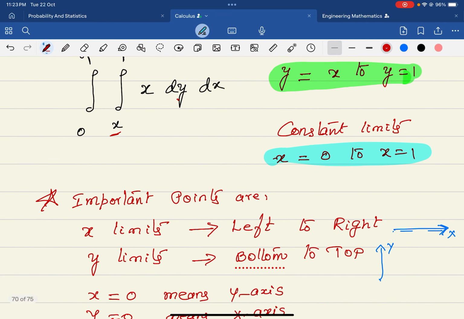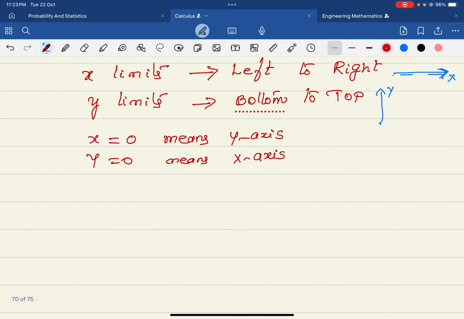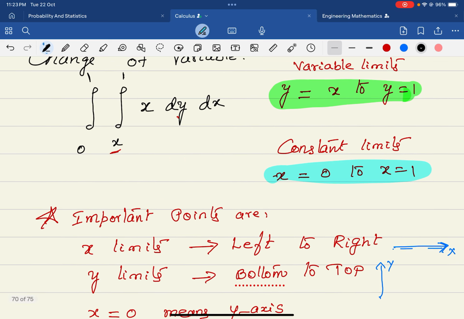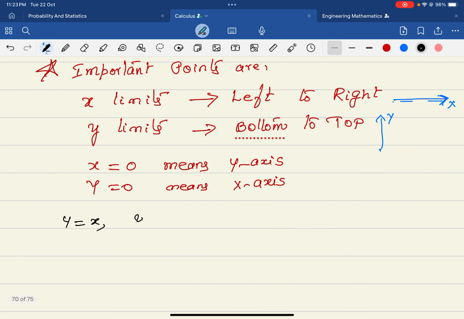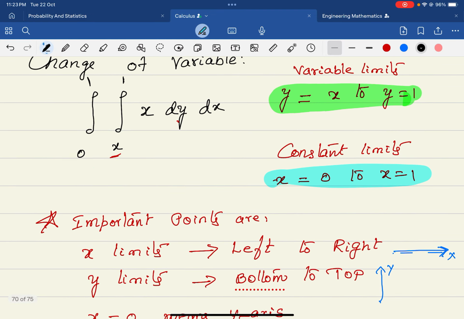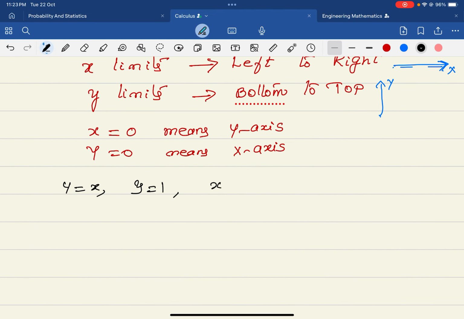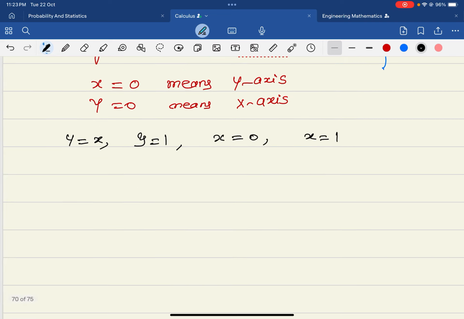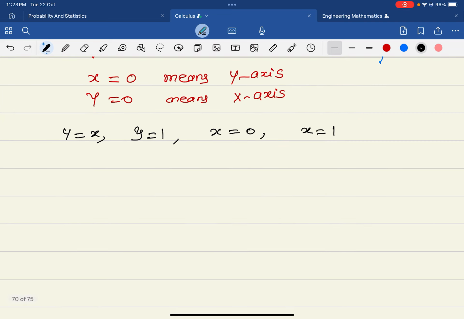So now we are going to draw the regions. Let us see what those regions are. First one is, I wanted to draw y is equal to x and y is equal to 1. The boundaries are like this. Y is equal to x we need, and then y is equal to 1 we need. And what are the other equations? X equal to 0 and x equal to 1. These are the things you are going to draw now.